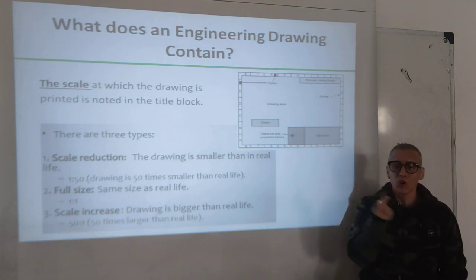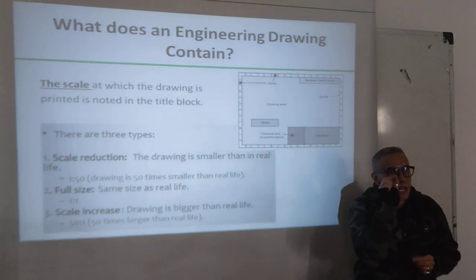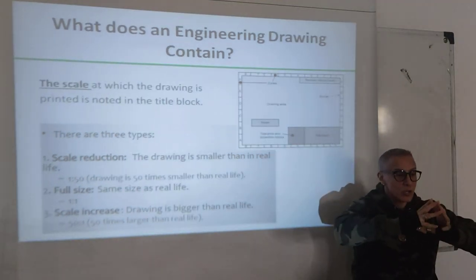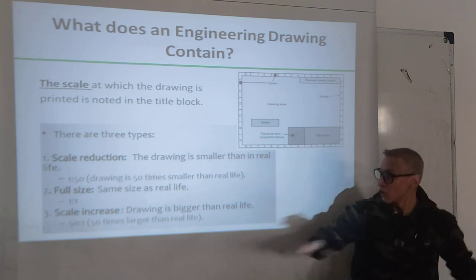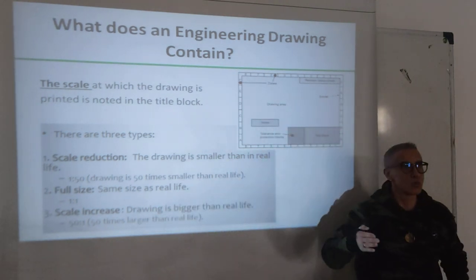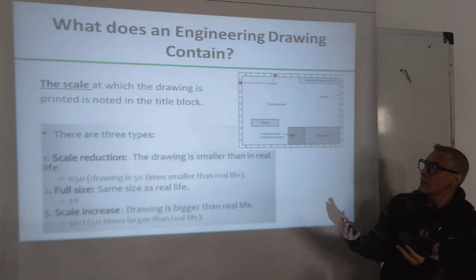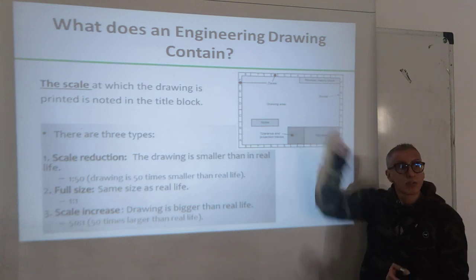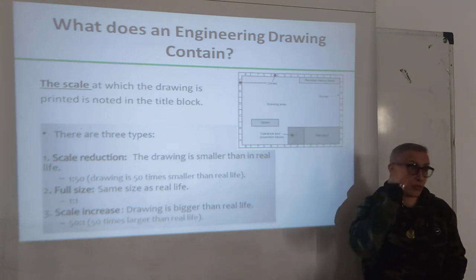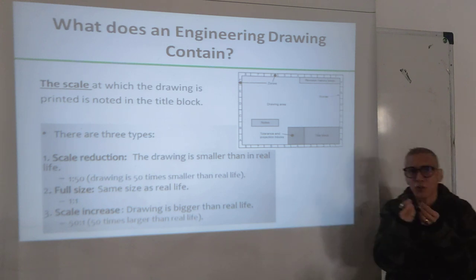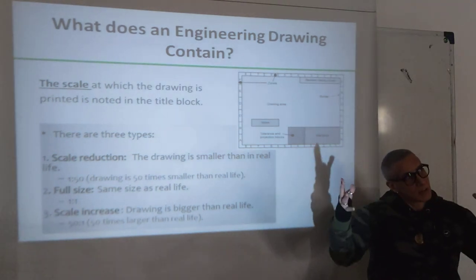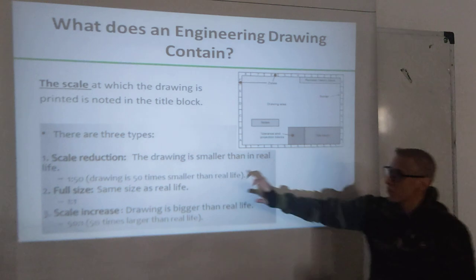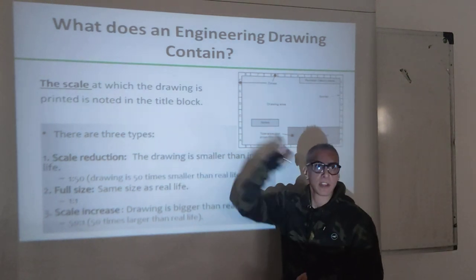Sometimes, you need to show an object which is very small, and there is no possibility to put even measurements of how small it is. So, you increase its size. For example, 50 times bigger, 2 times bigger, 3 times bigger, so that people are able to see, and also so you can put the measurements, because if it's so small, it's really difficult to see. Again, this is for parts sometimes, but it's not very often used. It's for details, for very small parts only. Most of the time we have the full size or the scale reduction.